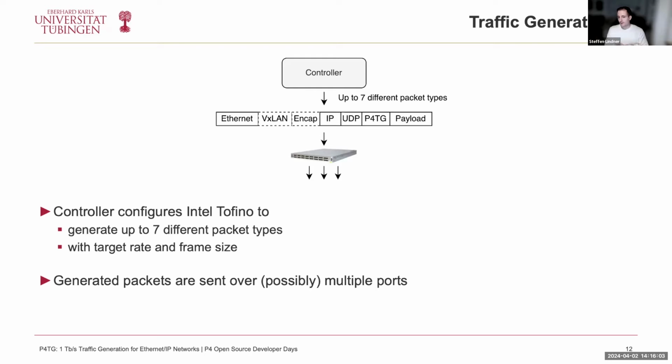When we have configured the Intel Tofino, the Tofino will generate these packets with the given target rate, and then we forward these packets to possibly multiple ports. We can define that in the user interface, and although we can only create 7 different packets initially, we then apply an individual modification of each packet on each port. So we can have different Ethernet addresses on the different ports, different IP addresses, and so on. So actually, we have more than 7 different packets. We can have more than 7 different flows.